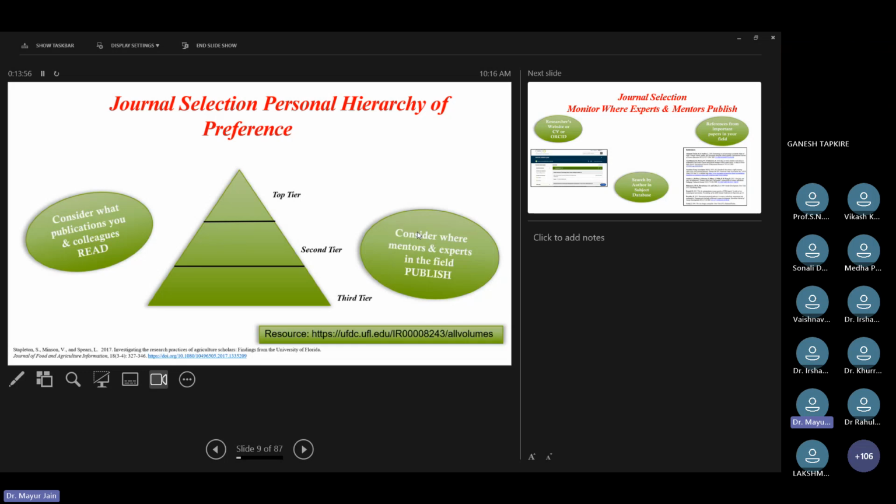So you can always see where the mentors have published, where different experts have published. Let's say some faculty are from the mechanical domain, and they know there are certain journals where their mentors or different experts in that domain have published. You can always focus on and select those. Go for transparency: check the journal website to see whether everything is given.